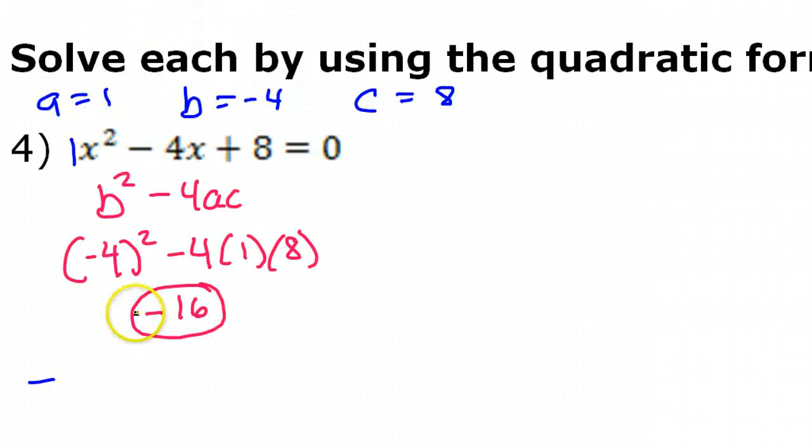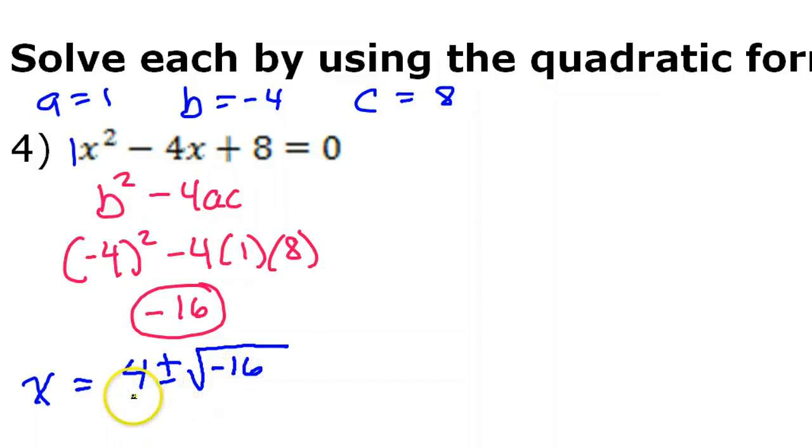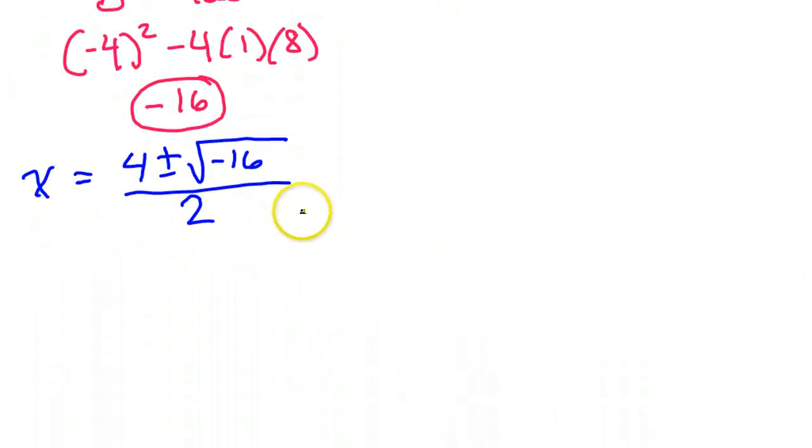Opposite of b, so b is negative 4, so the opposite of b will be positive 4. Alright, and then it's plus or minus square root, and then under the square root goes the discriminant, so there's our negative 16, all over 2a. 2a is 2 times 1, which in this case will just be 2.